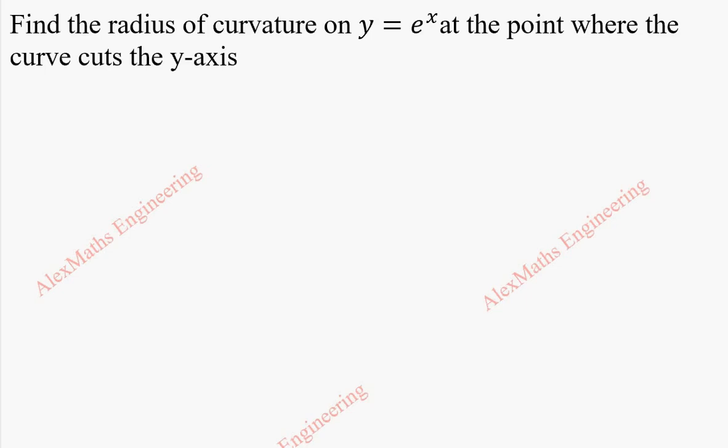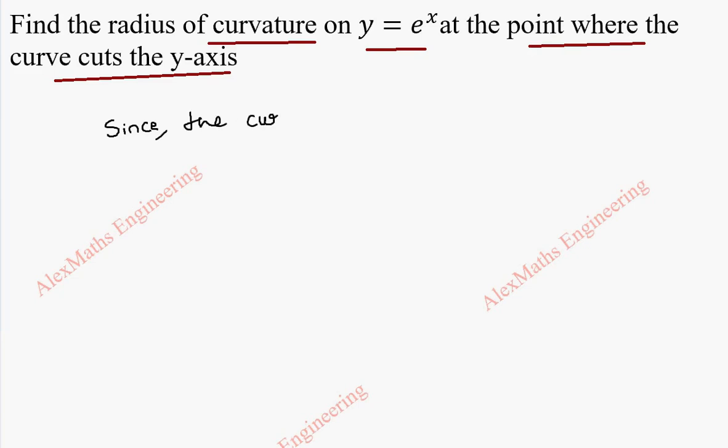In this video, we are going to find the radius of curvature on y equal to e power x at the point where the curve cuts the y-axis. When the curve cuts the y-axis, the value of x is 0. Since the curve cuts the y-axis, we can take x is 0.